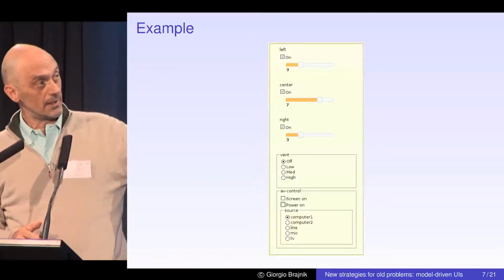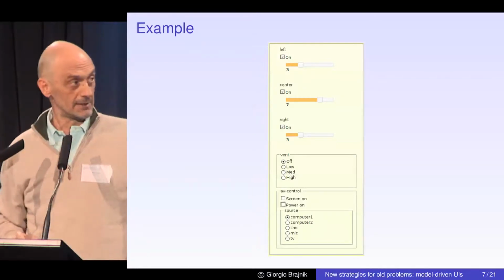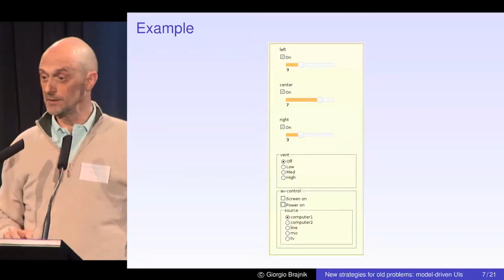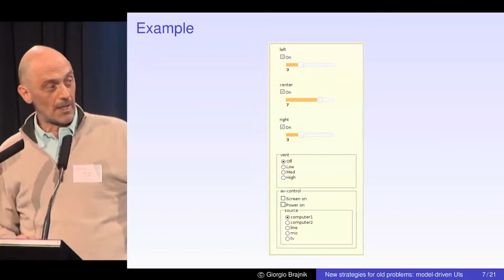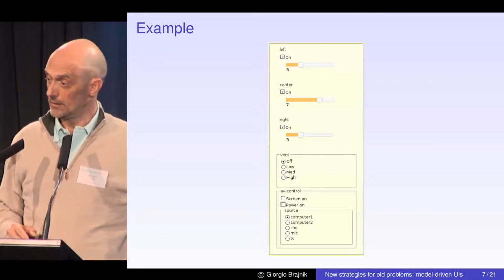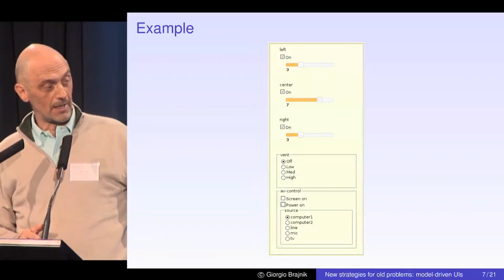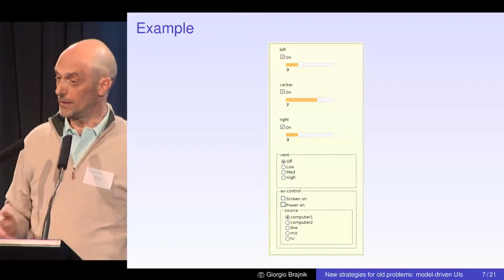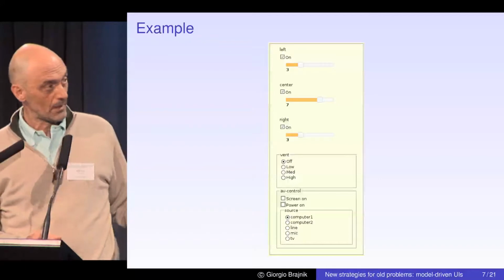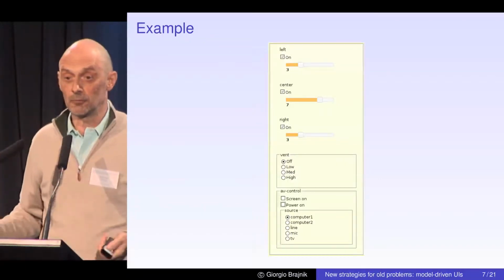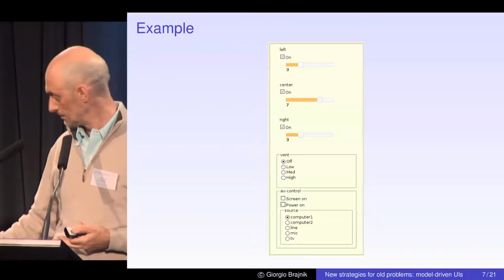It has three sliders where you can adjust the intensity of the lights. It has 3 checkboxes to turn those lights on and off. And then a set of radio buttons for changing the ventilation level from off to high. And then a set of checkboxes and radio buttons to turn on and off the screen, the projector, and select the input for the projector. So what kind of models can we use for representing this kind of interface?